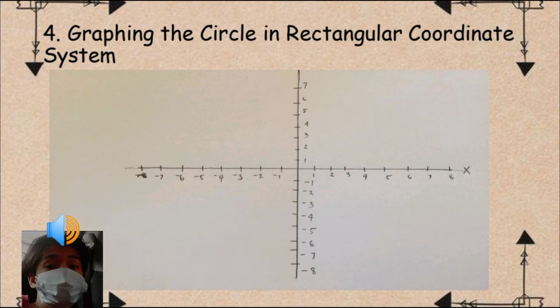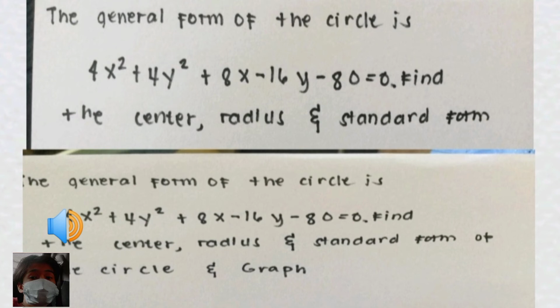Now the problem is the general form of the circle: 4x squared plus 4y squared plus 8x minus 16y minus 80 is equal to 0. Find the center, radius, and standard form, and graph the circle. Let us first find our standard form. So copy the given. The given is 4x squared plus 4y squared plus 8x minus 16y minus 80 is equal to 0. Analyze our given.